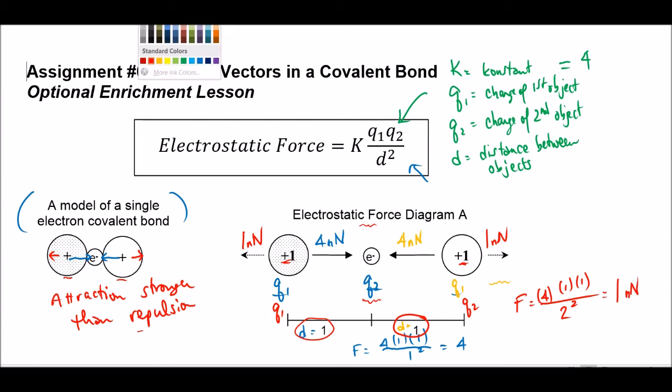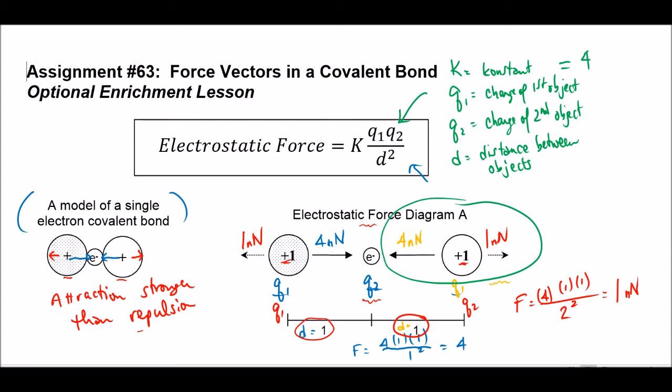on either nucleus points toward the middle. All right, if we look at this and say, what does it add up to? It adds up to a force of 3 nanonewtons pointing toward the middle. 4 minus 1 adds up to 3.